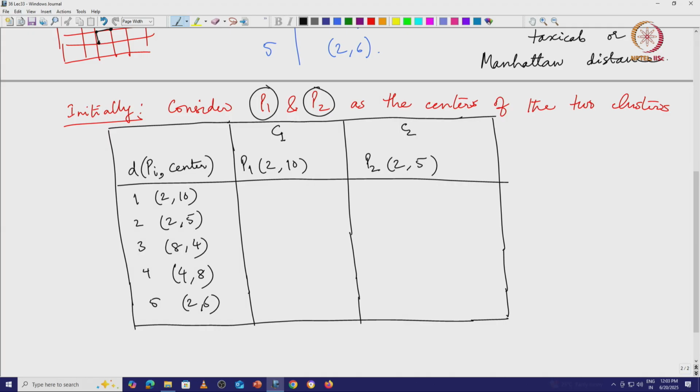So, obviously the distance of 2 comma 10 from 2 comma 10 is 0. Now, the distance of 2 comma 5 with 2 comma 10, there is no separation in the x coordinate, both x coordinates are 2. So, in the taxi cab distance the only separation will come in the y direction. So, that is absolute value of 10 minus 5. So, that is just 5. Okay. Now, for the third point we have 8 comma 4 and the center is 2 comma 10. So, 8 minus 2 is 6, and then 10 minus 4 is also 6. So, that is 6 plus 6 equals 12, right.